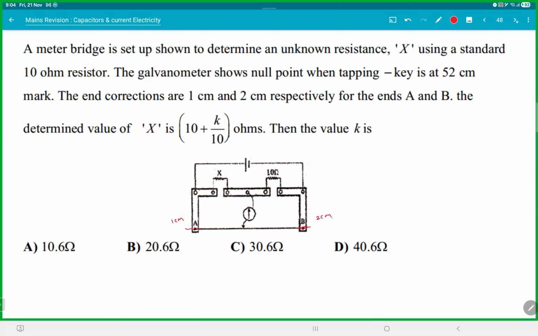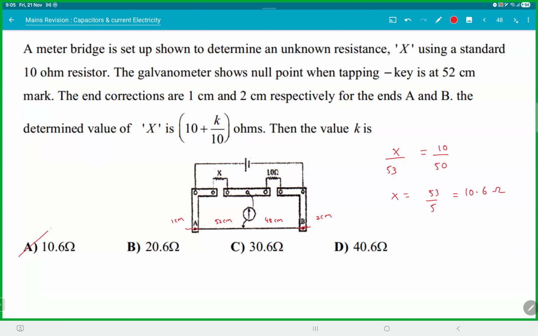So he's saying the key is showing 52 centimeter. It's a meter bridge, so total length, this guy will be 48 centimeter. Determine the value of X. So the length is actually here 53 and that length is actually 50 centimeters. So X by 53 is equal to 10 by 50. So X will be how much? 53 by 5. That is 10.6 ohms.